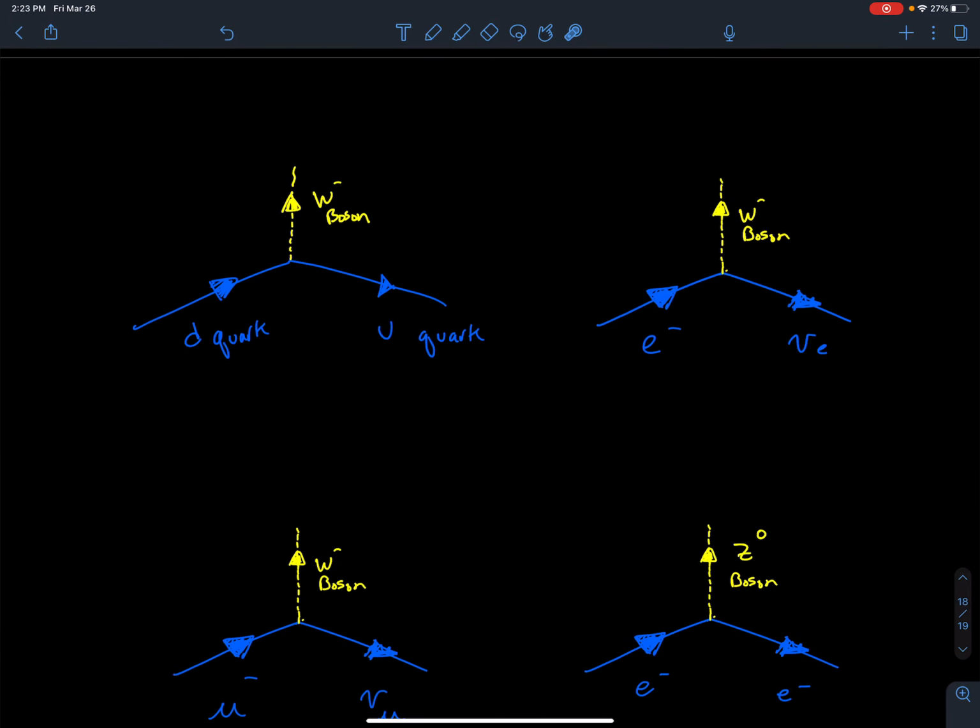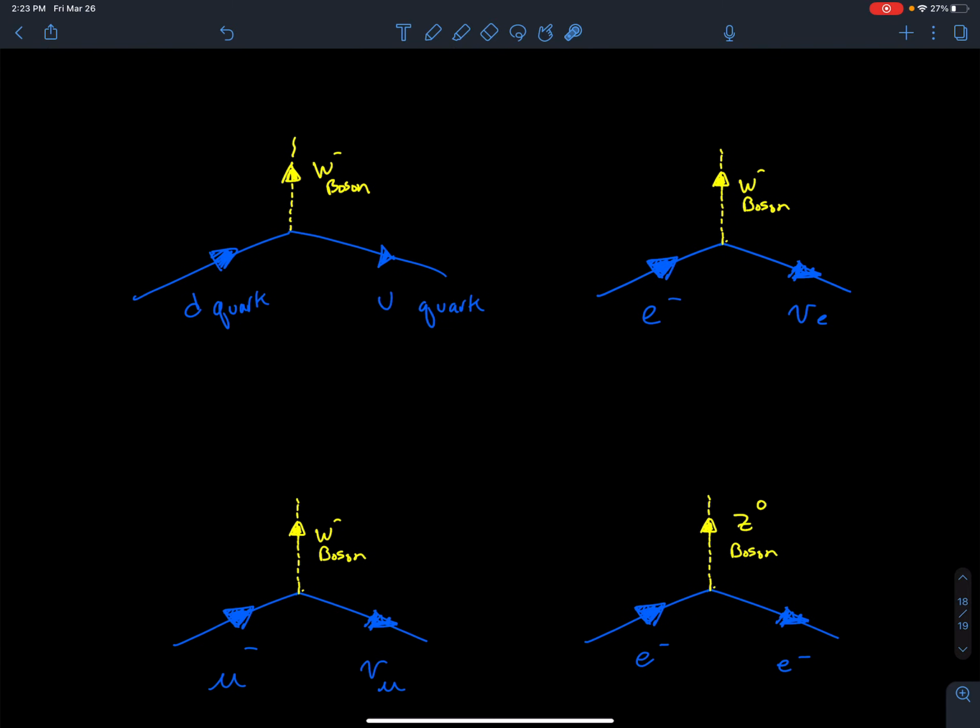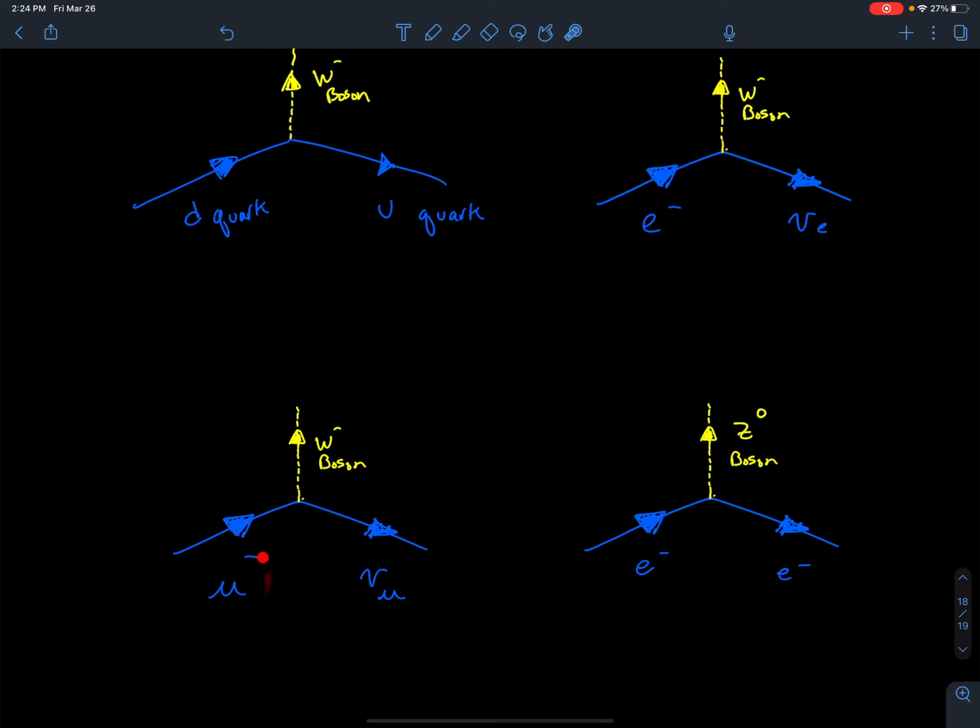And just to give you a little breakdown, this is on page 304 of your text. It shows you a little bit more in detail. When a down quark is becoming an up quark, it's mediated by a W minus boson, which is being emitted at the vertex. Okay, here I have an electron becoming an electron and a neutrino pair interacting with a W minus boson. I have a muon and a muon neutrino pair interacting with a W minus boson, and I have an electron just changing direction by emitting a Z0 boson.